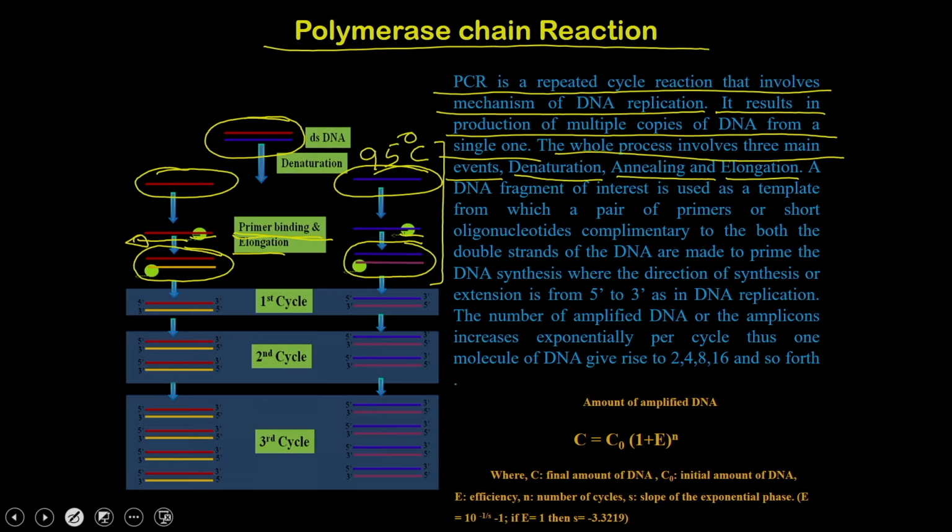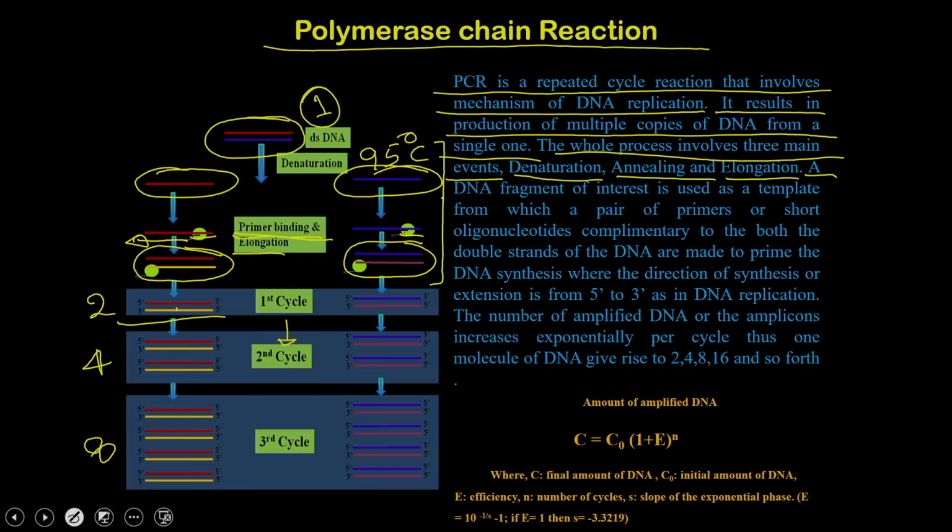After the first cycle, since you started with one DNA, you get two DNA, but as you can see, it is semi-conservative, which means one strand is from the original DNA and the second strand is the newly synthesized strand. The same thing happens in the second cycle, where these two strands also serve as templates, and that is how you get 4 copies, and in the third cycle you get 8 copies.